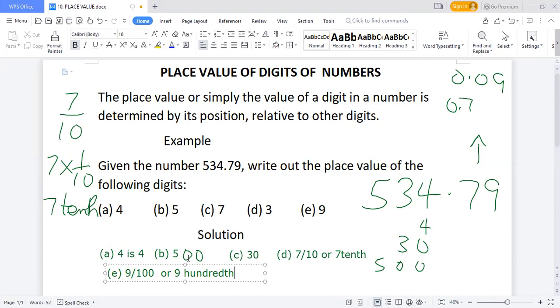You know why this one is 500? If you look at that B, we must know the difference. It's 500. So for this one, it's hundredths because it's coming after the decimal.